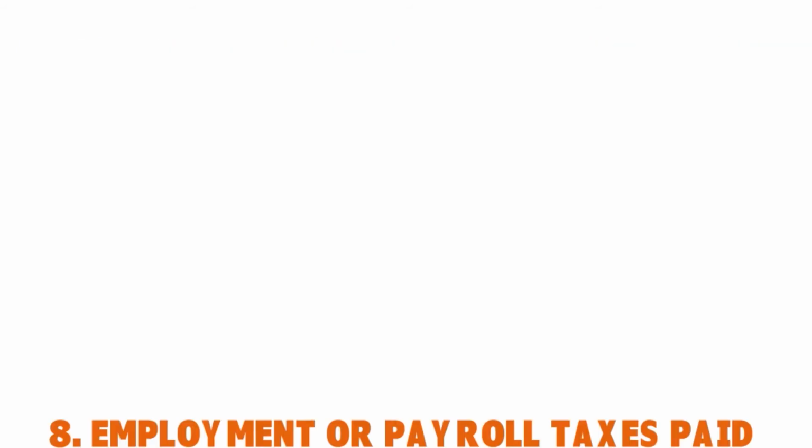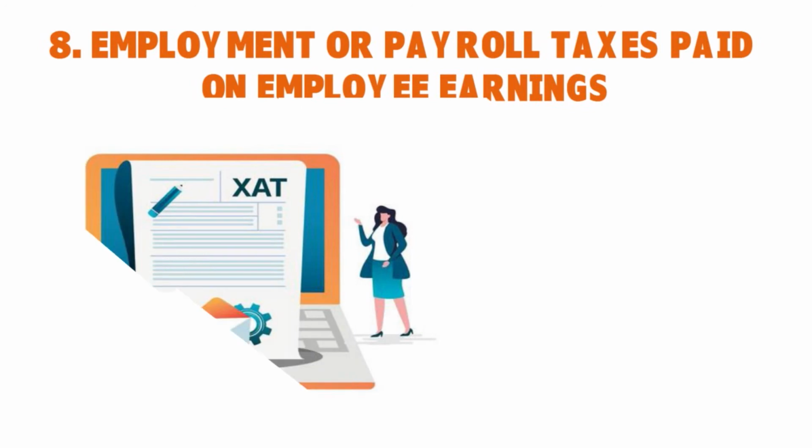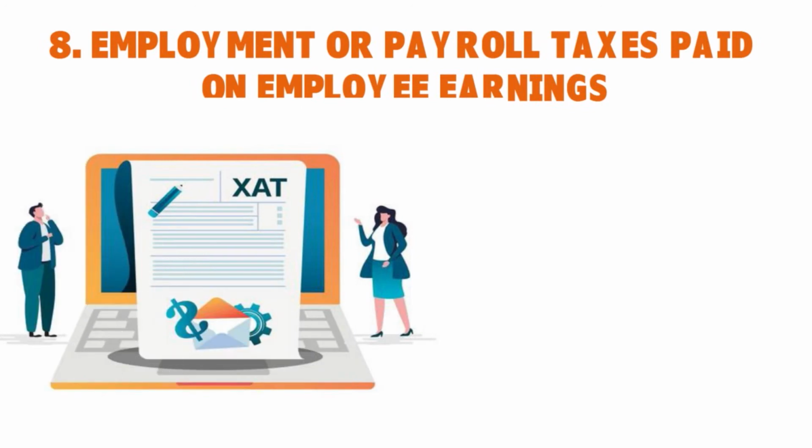You have employment or payroll taxes paid on employee earnings. And again, folks, I'm just giving you the list. I'm giving you the catalog of all taxes that your company must pay. So employment taxes are taxes paid by employees and employers, including federal income tax withholding from employee pay. You have FICA taxes for Social Security and Medicare, and this is paid by both the employee and the employer.